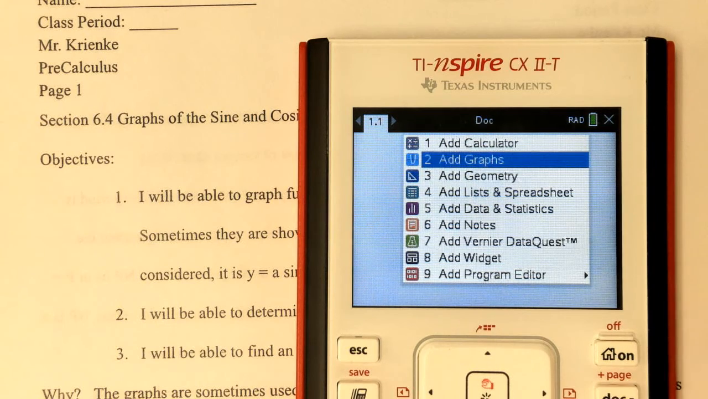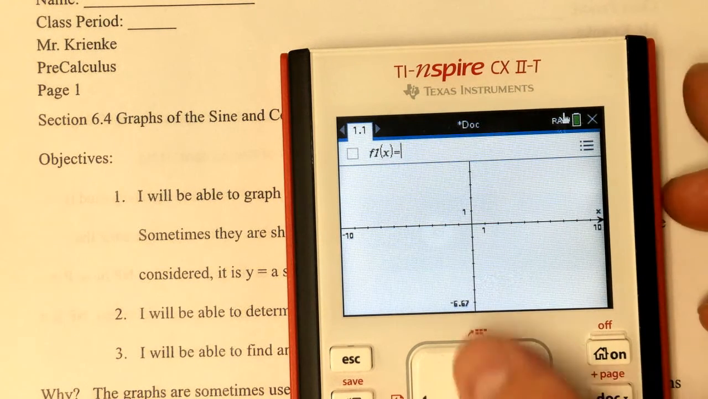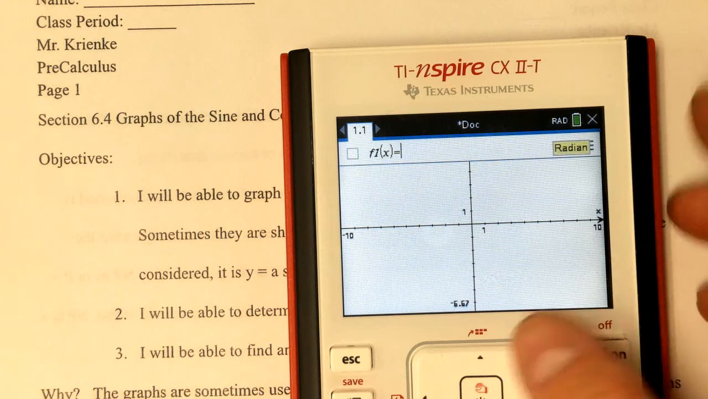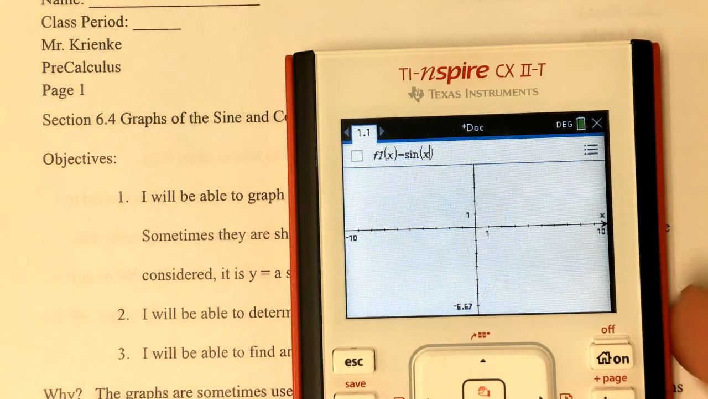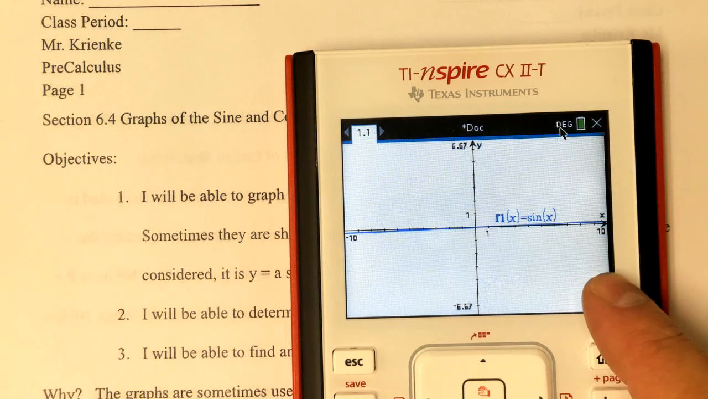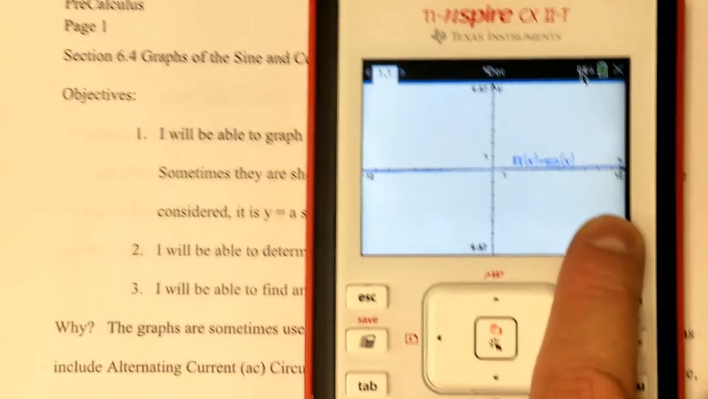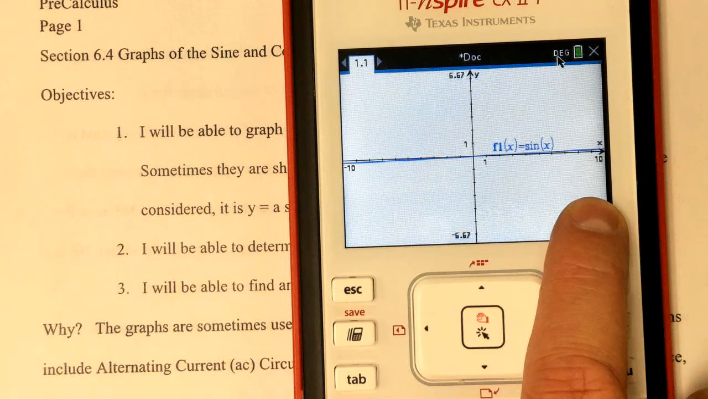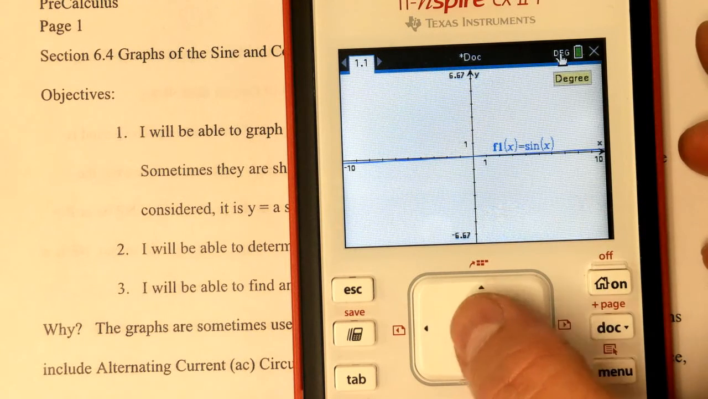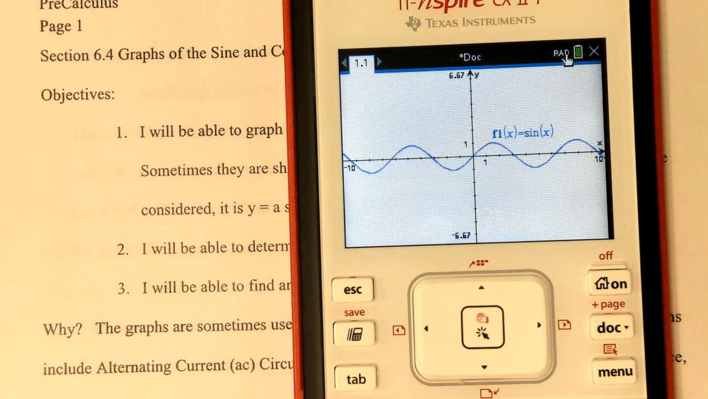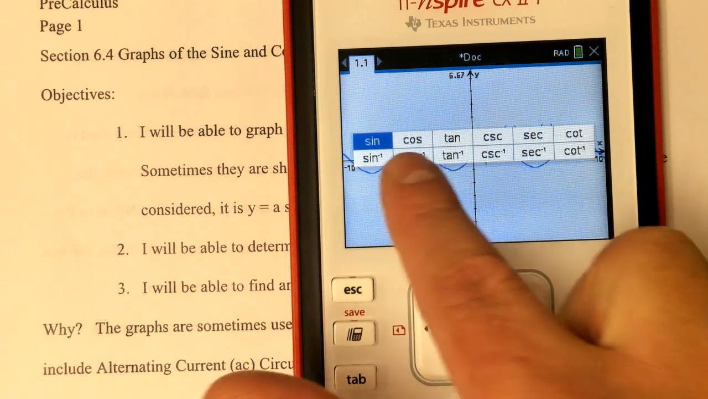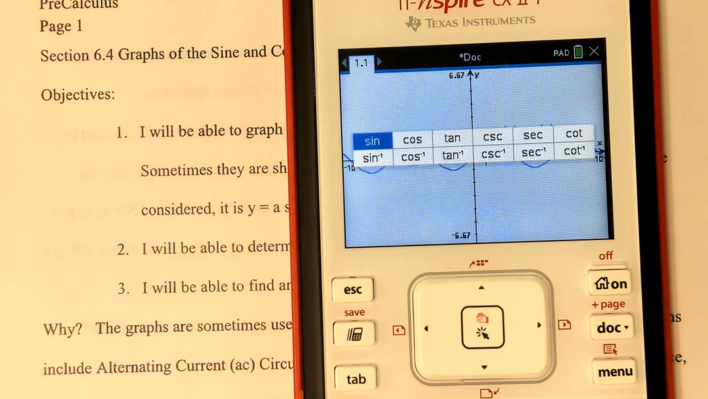make sure you're in the right mode, because if I were in degree mode and I put sine x, it would look like that, which is wrong. You have to be in radian mode. So if I click radian, then it changed it to how it's supposed to be. So make sure you're aware of that. Remember, you can hit the trig button and then see all of your functions.